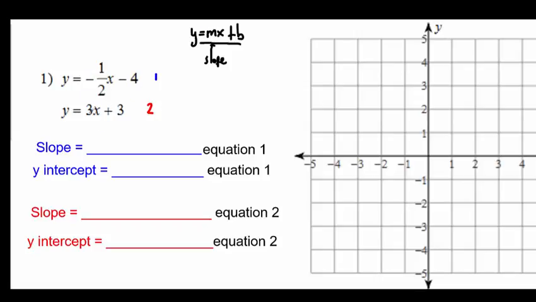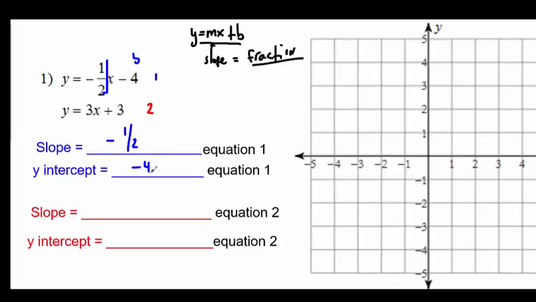So here, I want to do my slope. I always say to make sure slope is written as a fraction, regardless of whether it looks like a fraction or not. Always write it as a fraction. Here in equation 1, what's in front of the x is what we need, so my slope is -1/2. Our y-intercept is our b, what comes at the end. So the y-intercept here is -4.